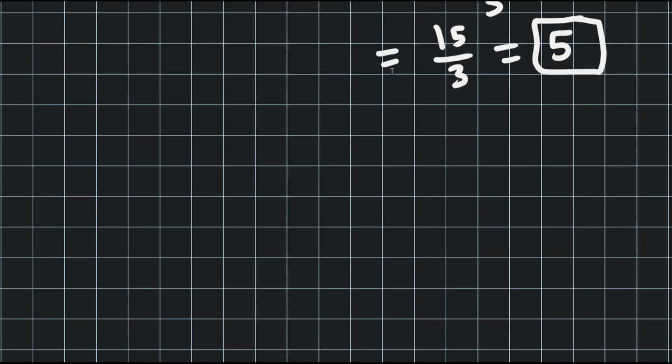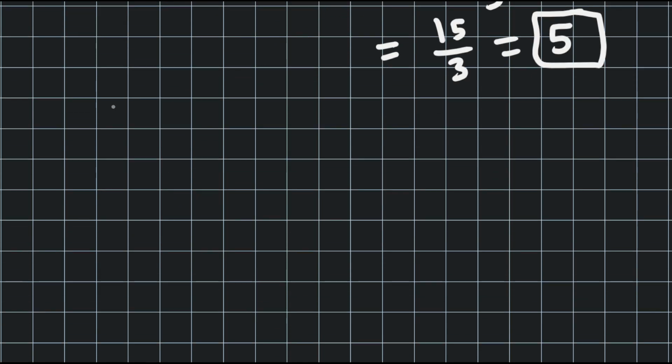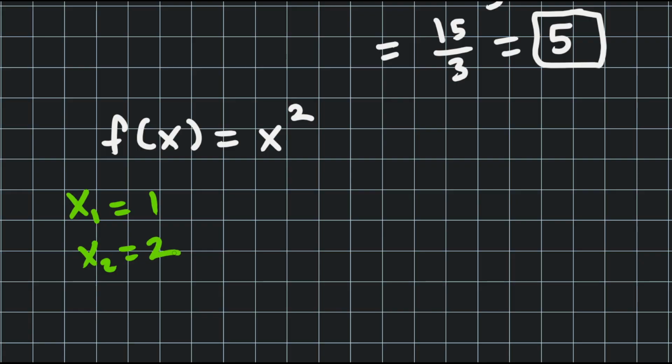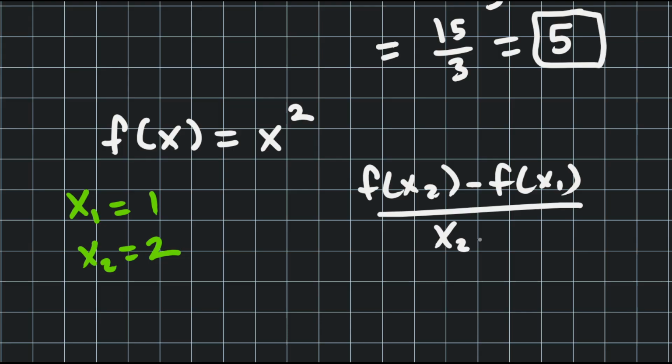So let's go through another example where the rate of change actually changes depending on where you are. Let's say we had f of x equals x squared, and we were asked to find the average rate of change between the values 1 and 2. In other words, our x1 is 1, and our x2 is 2. So again, our average rate of change formula is f of x2 minus f of x1 divided by x2 minus x1.